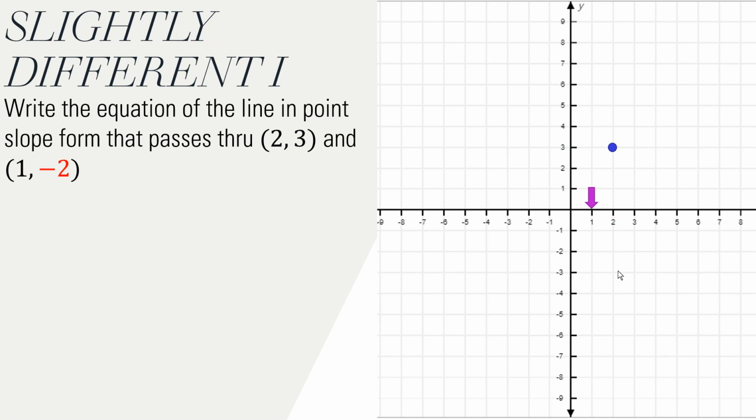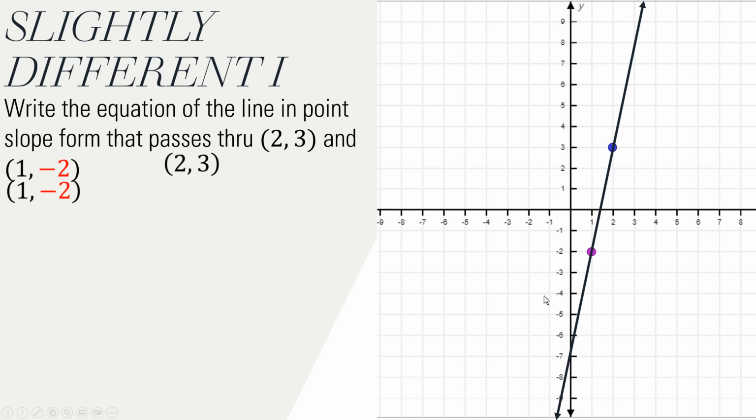1, negative 2, where they intersect is our other point. So we can just draw that line like that. You can see it looks to be around 7, might be our intercept, but we can probably just go ahead and quickly find where our slope is.